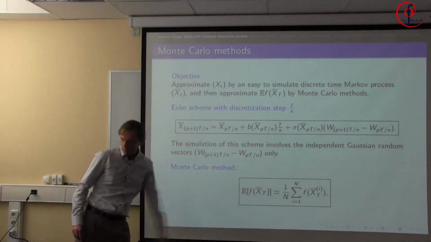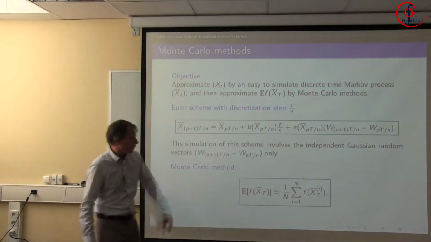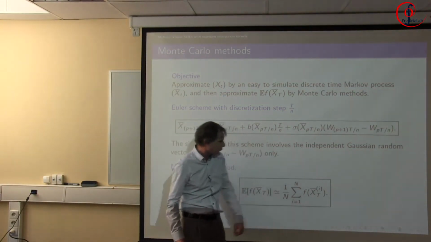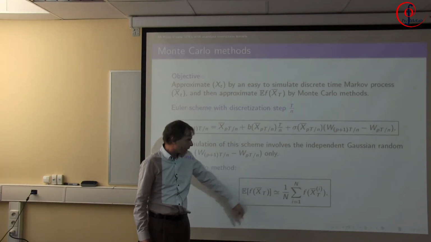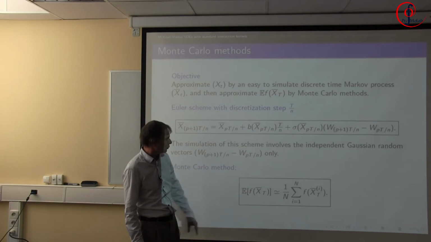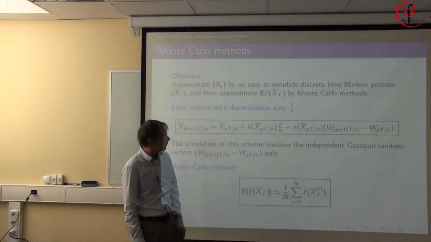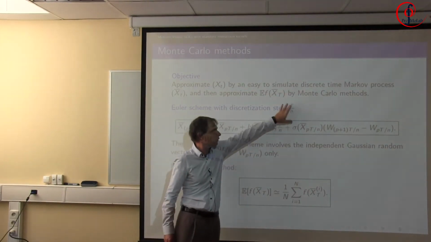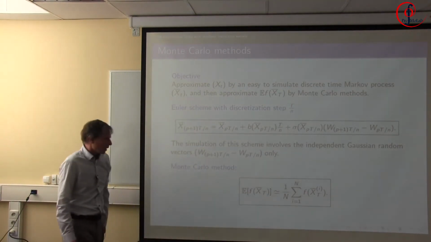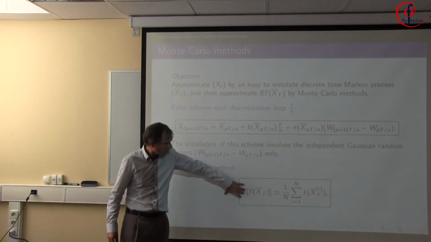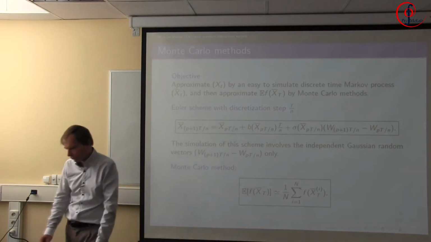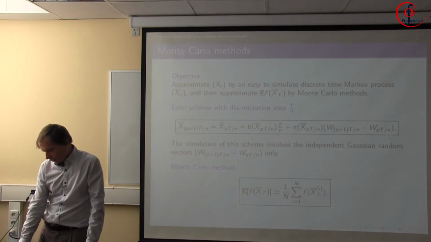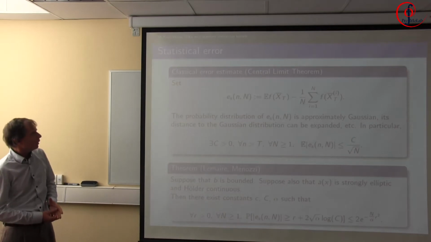So again, here is the numerical formula you run on your computer in order to approximate the expectation of f of X bar t, which should be close to the expectation of f of capital X_t when the discretization step goes to 0. And again, this quantity, expectation of f of capital X at time t, is an approximation of the solution of the PDE du over dt equal to Lu. Okay?